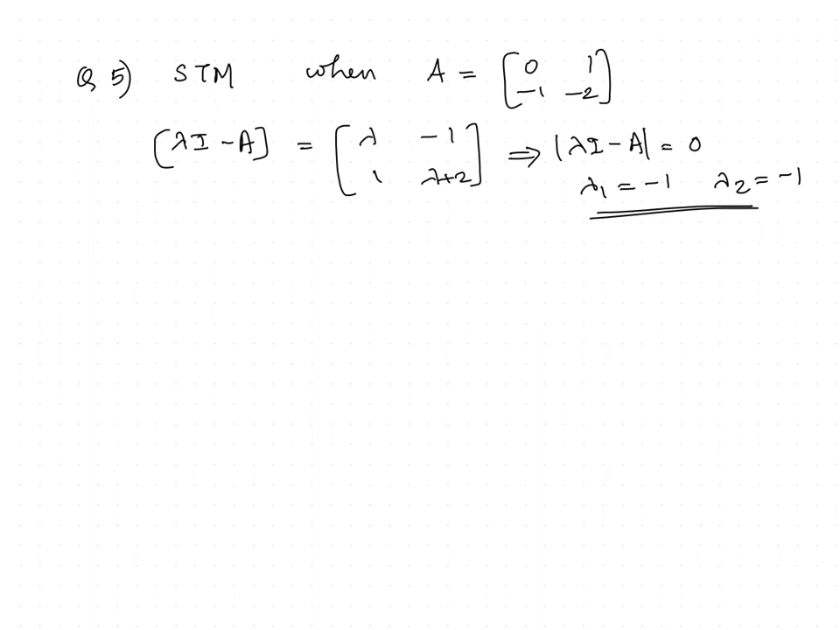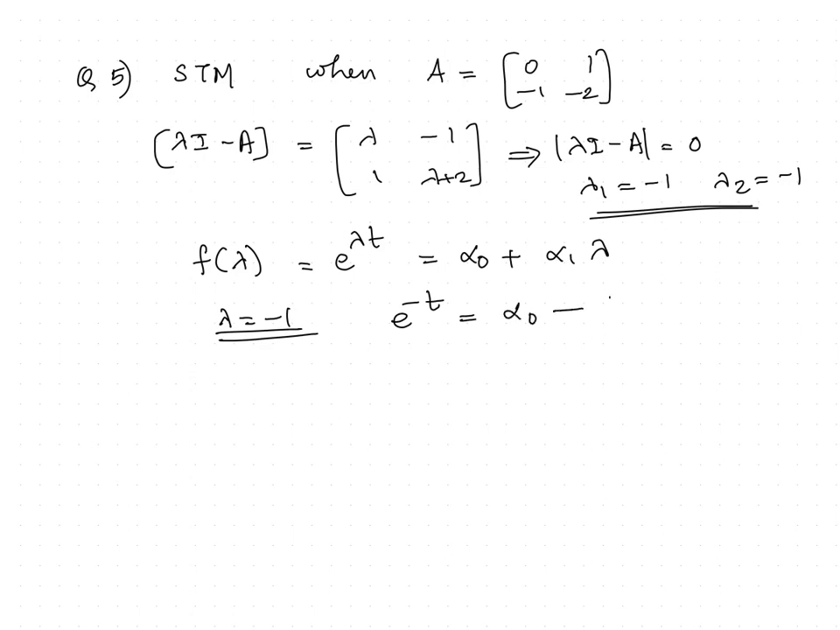So for which we write f of lambda equal to e raised to lambda t, that is alpha 0 plus alpha 1 into lambda, and substituting lambda equal to minus 1, we have e raised to minus t is equal to alpha 0 minus alpha 1. But if you substitute the second eigenvalue, we will get the same equation.